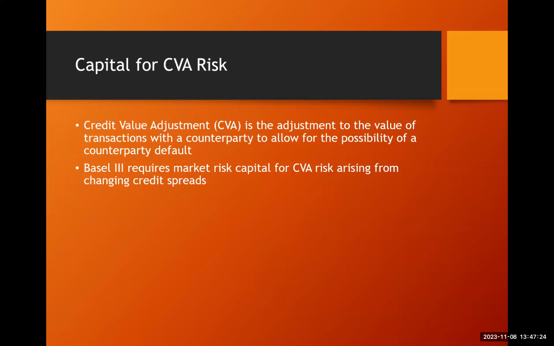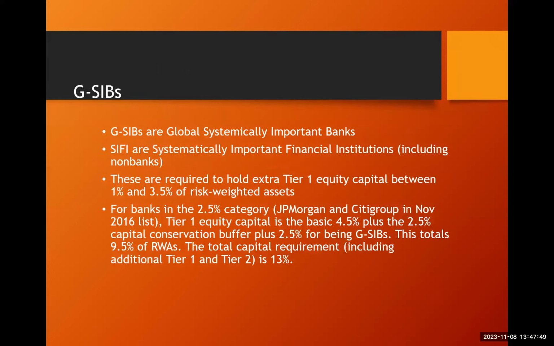The last component of Basel III has to do with capital for counterparty credit value adjustments. Or actually, sorry, this is not the last part, but this is adjustments for credit mitigants, meaning that if you have collateral, you can reduce that amount from your risk-weighted assets. And then there is one more for counterparty risk, but I don't think I included it here.